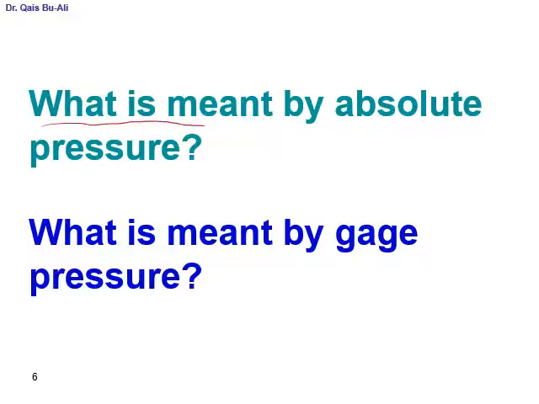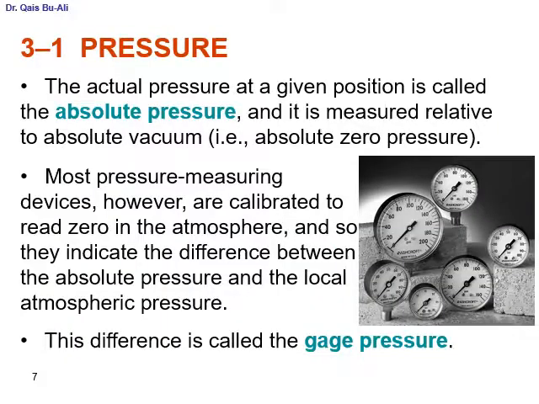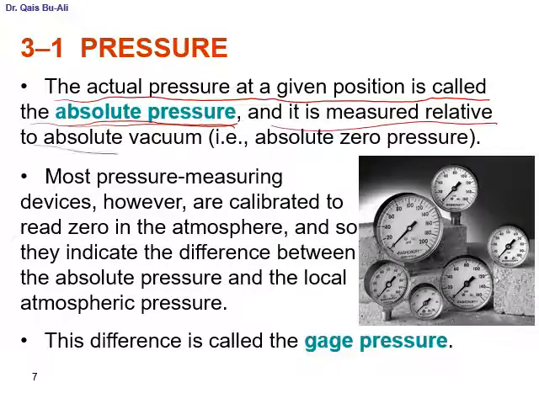Now, when we are talking about pressure, usually we talk about two types: absolute pressure and gauge pressure. So what's the difference between them? Now let me go through these slides with you. The actual pressure at a given position is called the absolute pressure, and this absolute pressure is measured relative to what is called absolute vacuum.